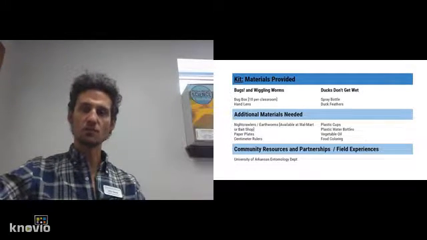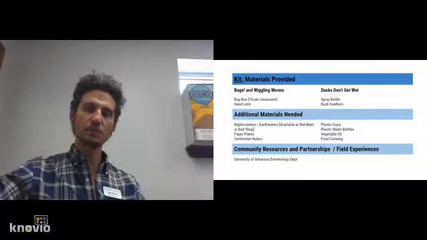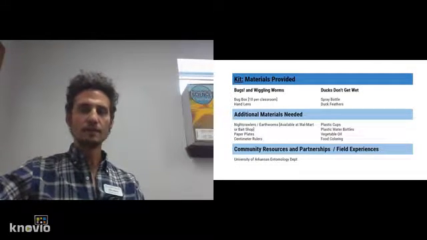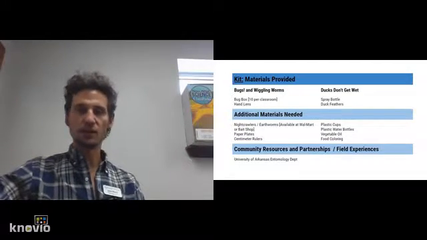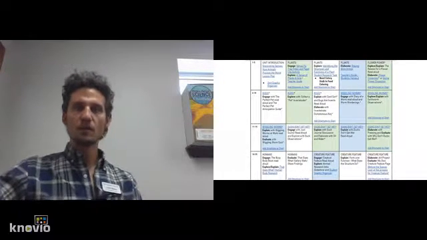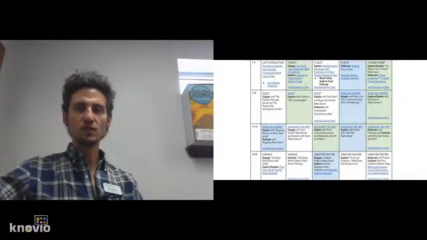So night crawlers or earthworms are one of the bigger animals that you have to provide. Those can be found at Walmart or any bait shop. And the rest of it is just paper plates, paper cups, things that you should have in your kitchen, readily available items as well. We take a look at the unit plan.